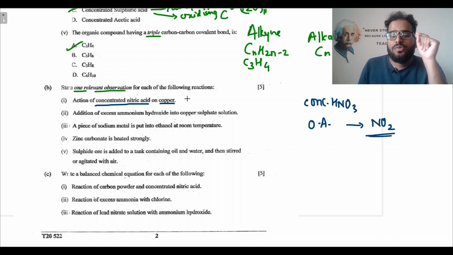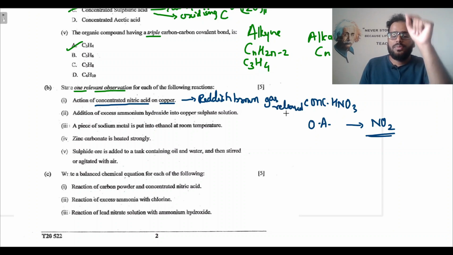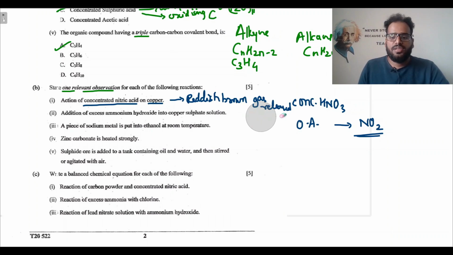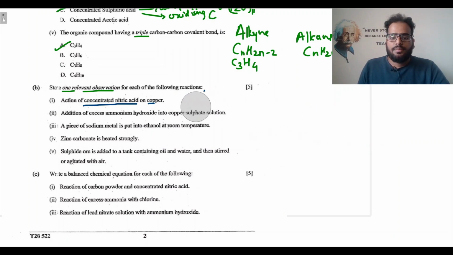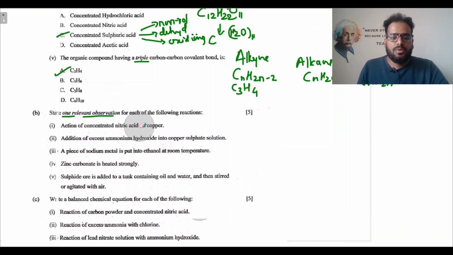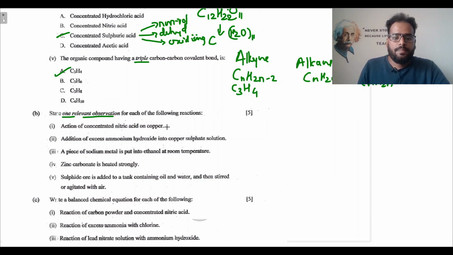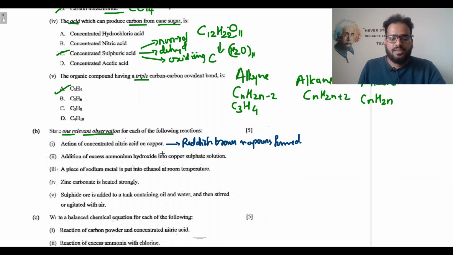And we know that NO2 gas is a reddish brown gas. So you simply write reddish brown gas released. That will be your simple observation for this. Okay, I will rewrite it: reddish brown vapors formed.